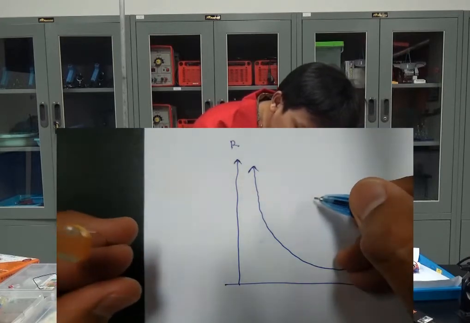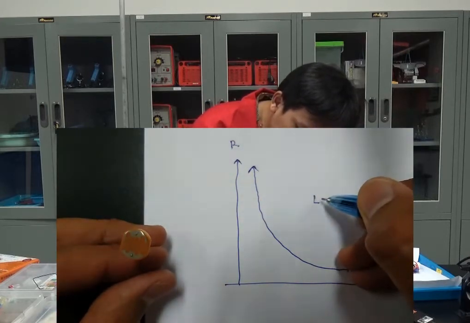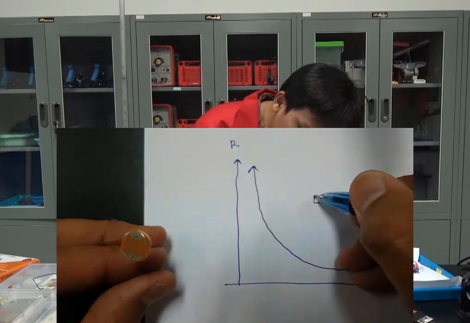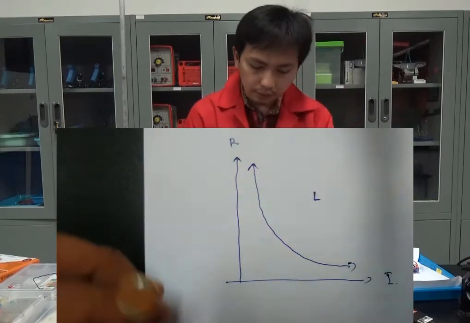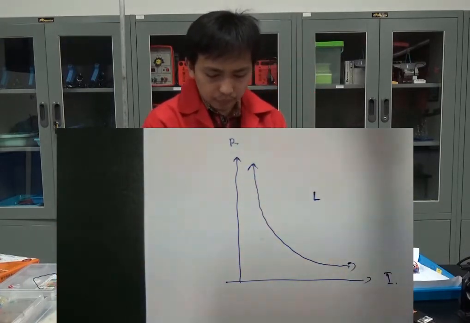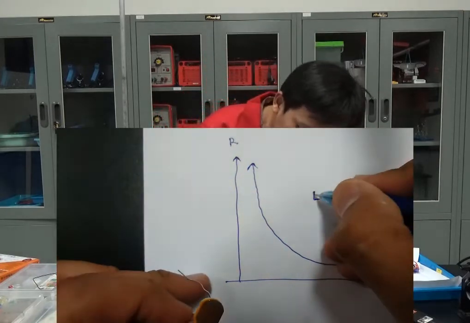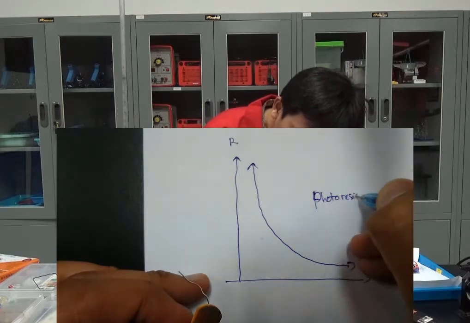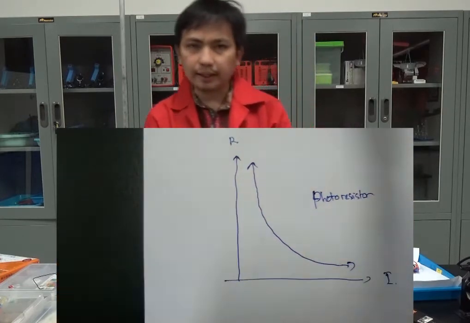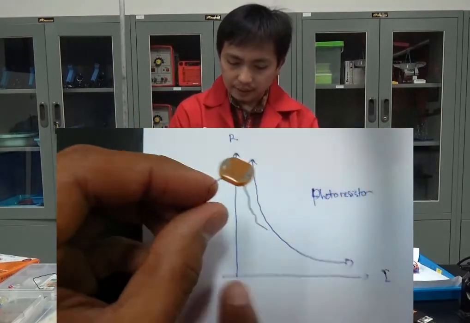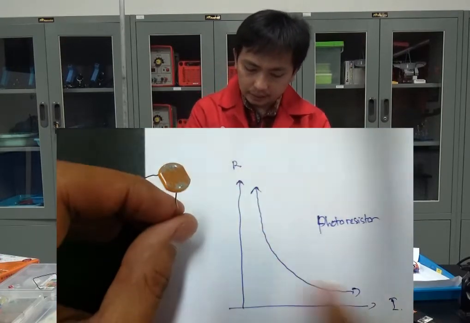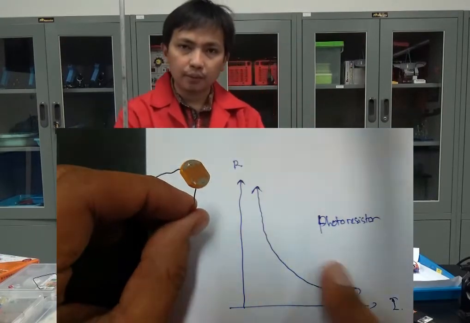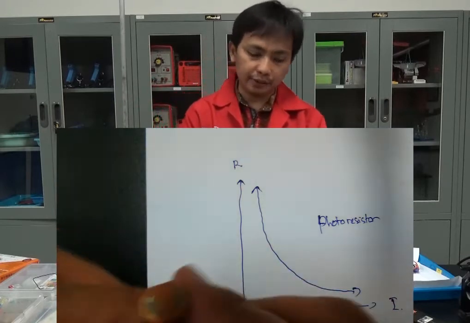What I meant here is a photoresistor. Sorry, the name is photoresistor, not the LED. This one is a photoresistor, and here is the graph resulting from the photoresistor. We can measure it by ourselves.